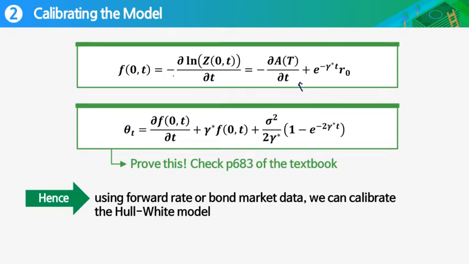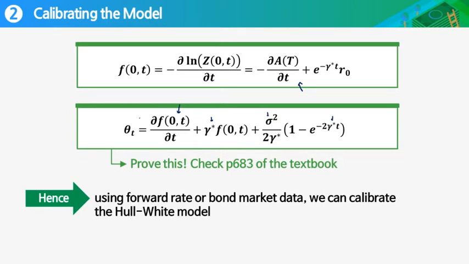And then if we take the derivative again, we can recover theta. So theta(t) is the partial of F with respect to t, plus gamma star F, and sigma of this one. Here, this is from forward rate data. We know this one. And this is from historical data. As I explained, this gamma star is from historical data. It is the speed of mean reversion: how fast the interest rate converges to the long-term level.